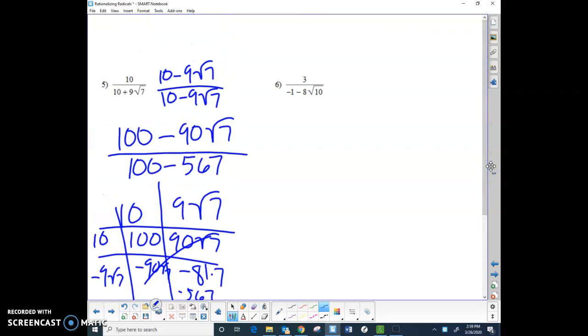All right, so this time I've got a negative out front. I'm going to leave it there. So we're still going to multiply by negative 1, but I'm going to add plus 8 square root of 10 over negative 1 plus 8 square root of 10. All right, again, I'm going to multiply both those terms by 3. So I've got a negative 3 plus 24 square root of 10.